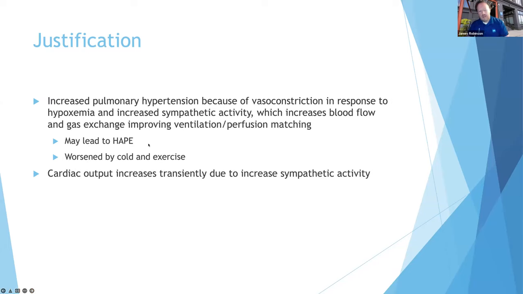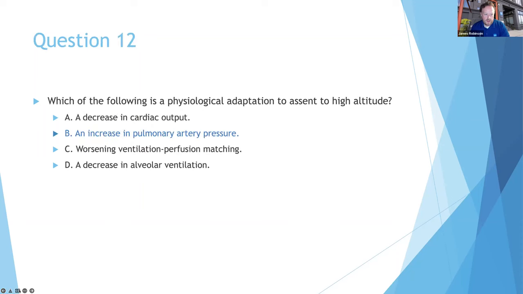But when you ascend to high altitudes, you do get increased pulmonary hypertension because of vasoconstriction in response to hypoxemia and increased sympathetic activity. The increased sympathetic activity increases your blood flow and gas exchange, actually improving ventilation perfusion matching because you're getting more blood flow. But this is also what may lead to HAPE, and it's often worsened by cold and exercise. Cardiac output increases transiently also due to sympathetic activity. So that's why A is wrong.